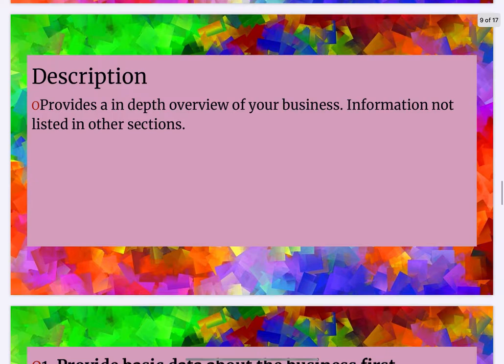All right, so here is where we start our notes. So our first section is the business description. So first section, this is in our notes, not on our business plan, in our notes. So in our notes, this is what the business description is. It provides an in-depth overview of your business, and it is information that is not listed anywhere else on the business plan. So this is the point of this section.